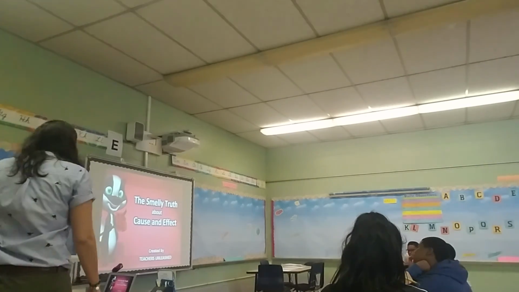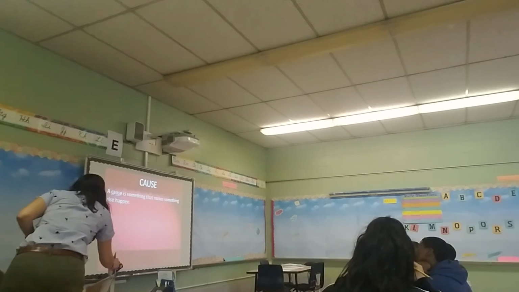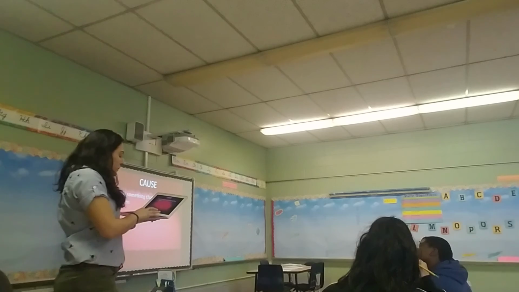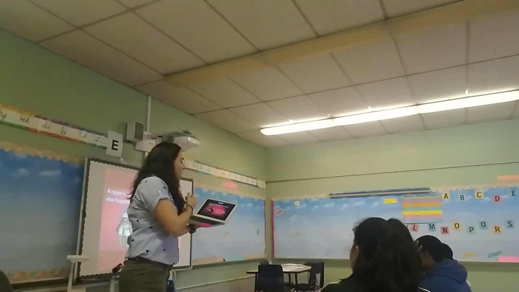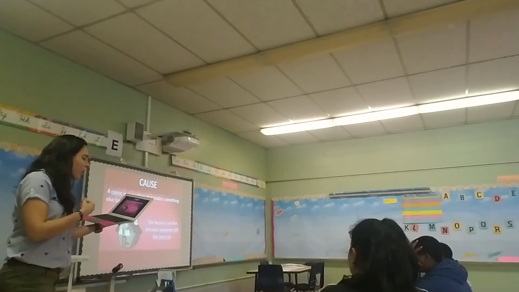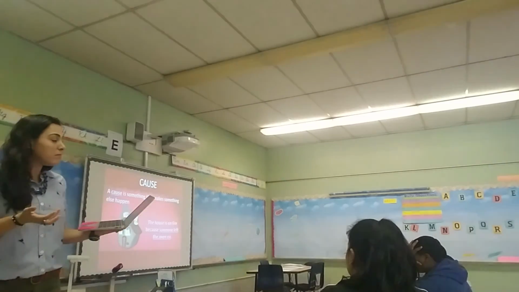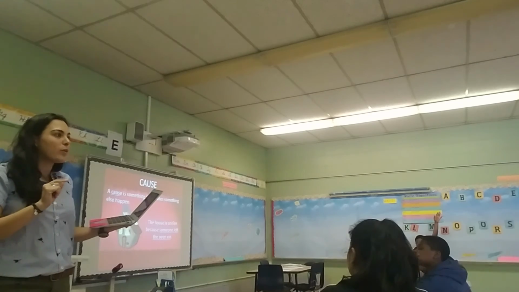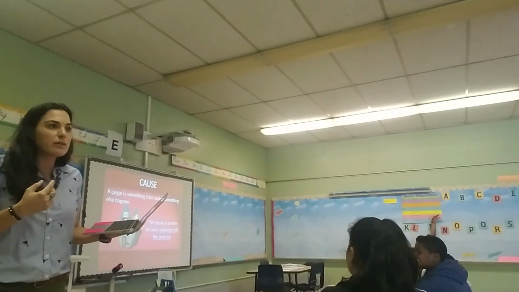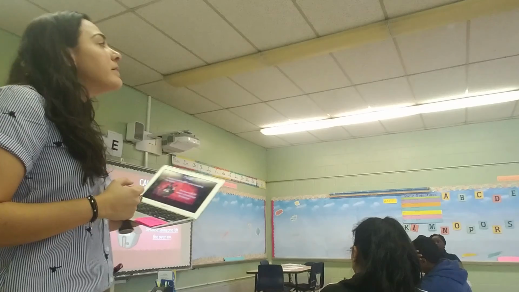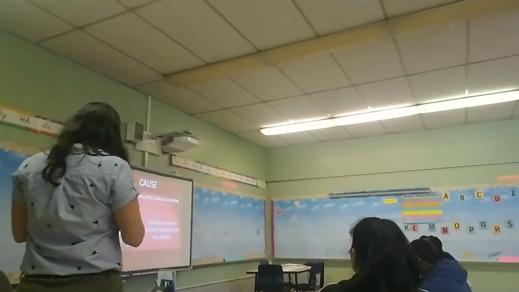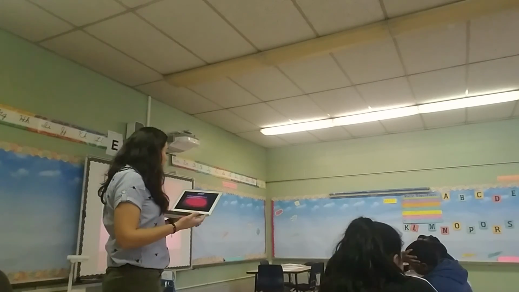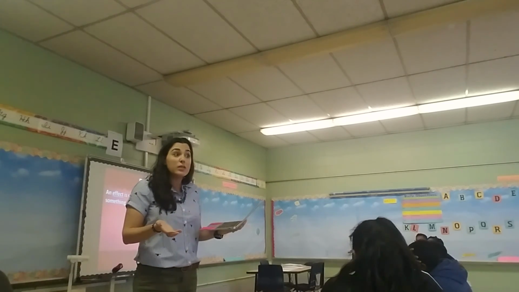Okay, so it says a cause is something that makes something else happen, right? The house is on fire because someone left the oven on. Okay, so what was the cause of the house being on fire? Zahira? Yep, someone left the oven on. Perfect. An effect is what happens because of something else, correct?